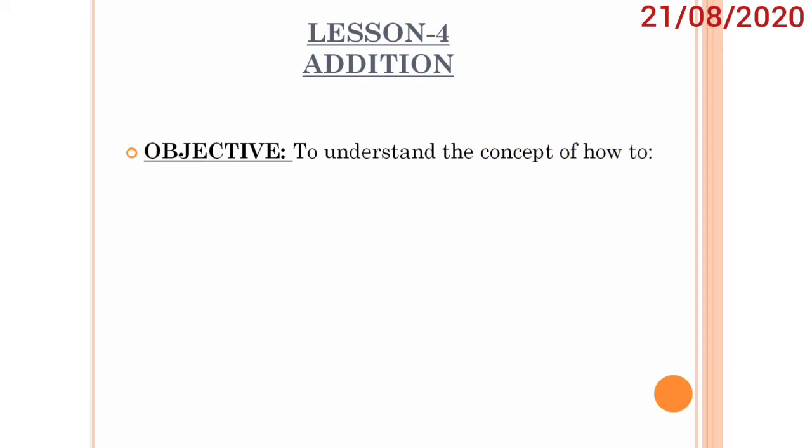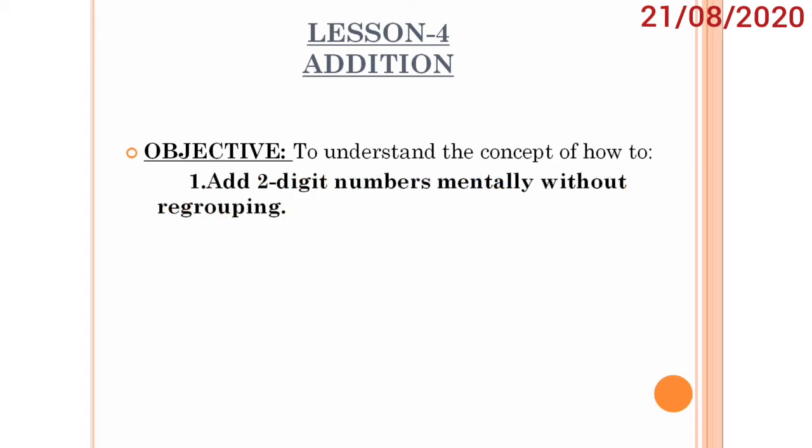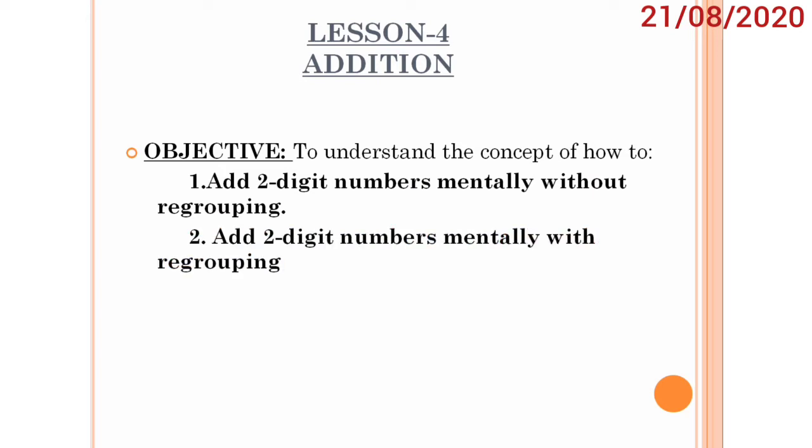Alright, and today's objective is to understand the concept of how to add two-digit numbers mentally without regrouping and how to add two-digit numbers mentally with regrouping. Okay, now dear children, please remember that regrouping means what? Whenever we add the digits in the ones place, if the sum is more than or equal to 10, we have to regroup it. That means we have to carry forward 1 to the tens place.